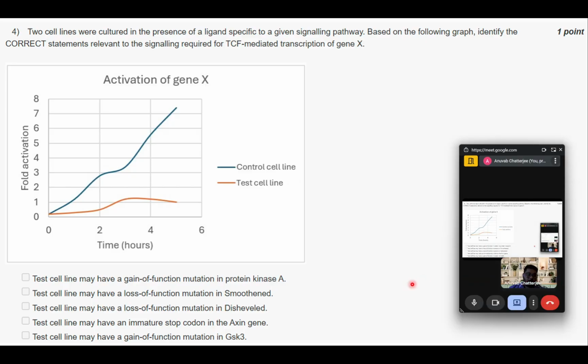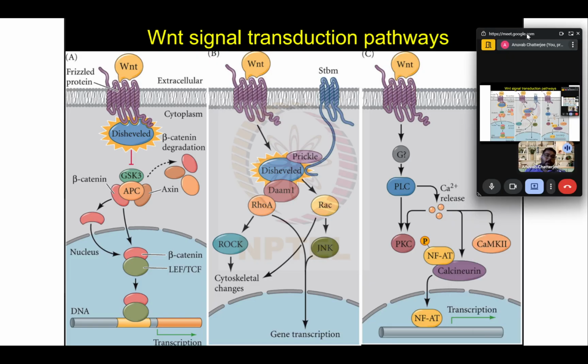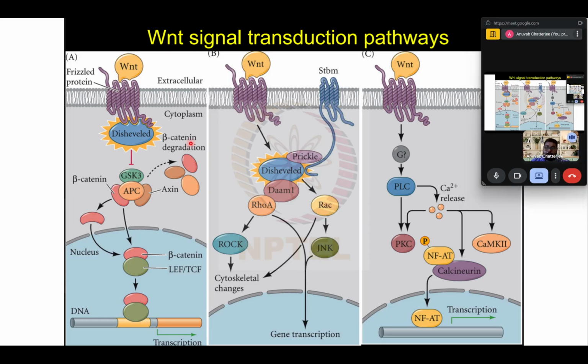Okay, so let us look at it. Here we have been specified that the gene X is activated by a TCF mediated transcription. So let us look at what actually is TCF mediated transcription and which pathway is it part of. It is part of the Wnt signaling transduction pathway, specifically the canonical Wnt signaling, which was the first discovered Wnt signaling, but Wnt signaling can act in three different pathways, and we'll look at all of them.